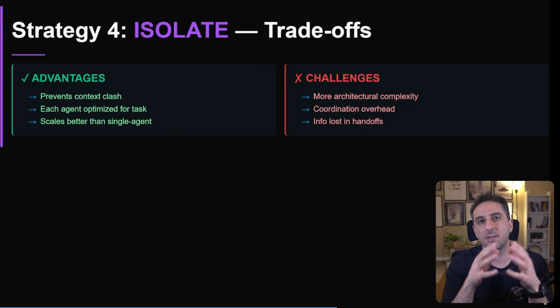The challenging part is, of course, the architectural complexity. We need coordination between agents, and information can get lost during handoffs if we are not careful. This is probably the most sophisticated strategy, but for complex domains, it is often the right choice.